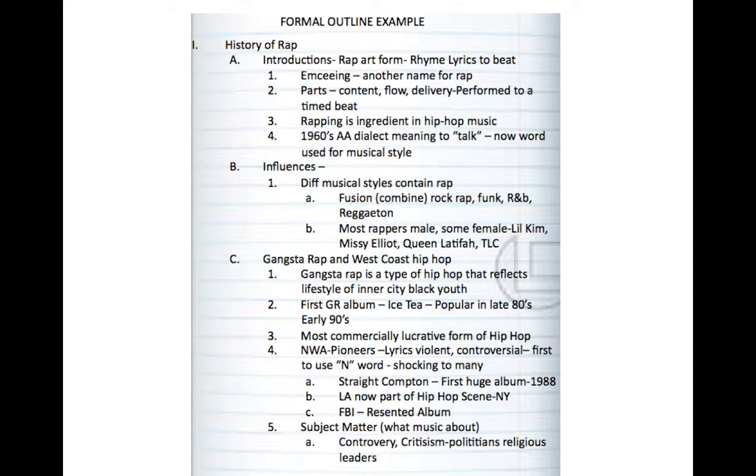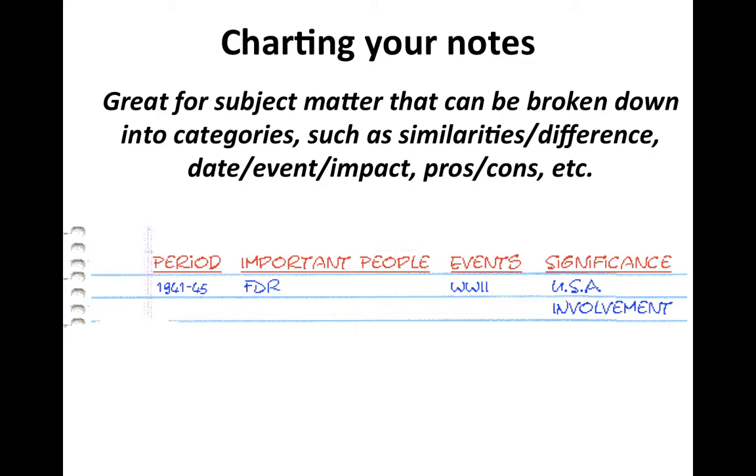The second one that I gave you was charting your notes. This is good for classes where you have things in categories, so similarities, differences, pros, cons. For a lot of my biology notes, I give my kids blank skeletons to fill in. Actually, I was thinking about it, I already give these charts for them, like organelle, function, location. It's a way to organize those thoughts in a way that makes it easier for you to follow.